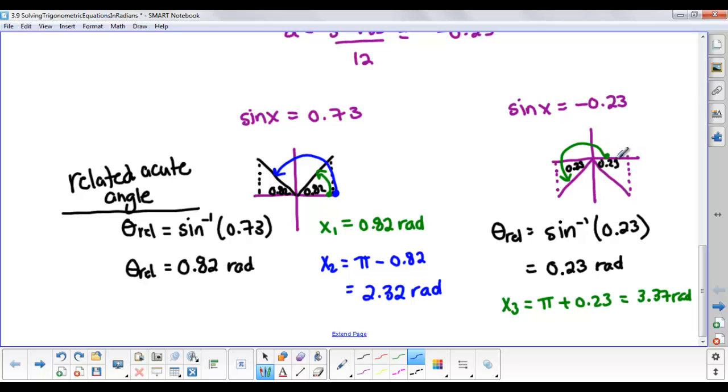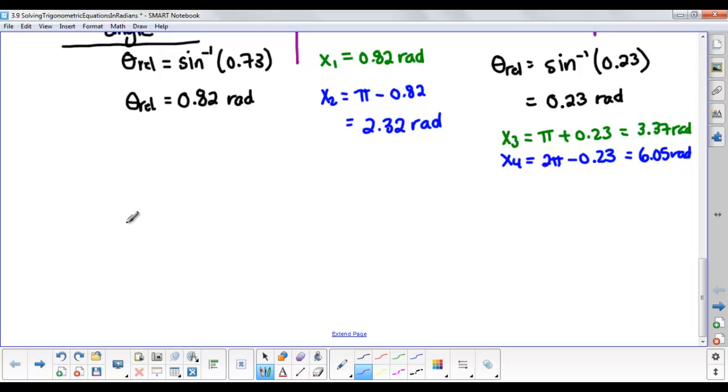And then again, start in standard position, rotate counterclockwise. So for our last possible value here, we almost went full circle, so we almost went 2 pi, but we stopped 0.23 radians before that, so we're left with 6.05 radians. Okay, so 4 possible values here that will make the above statement true. So if you want to make a quick therefore statement, and that's it. Okay, moving on to the next example.